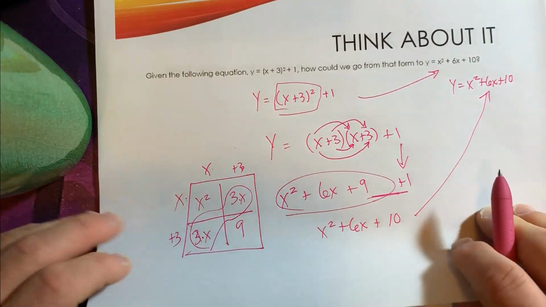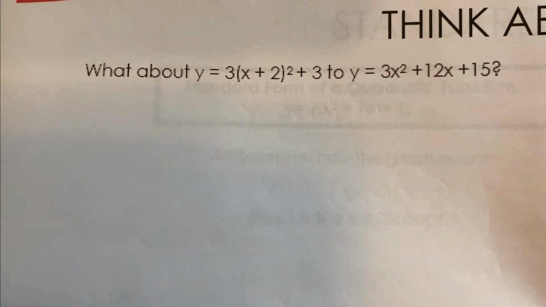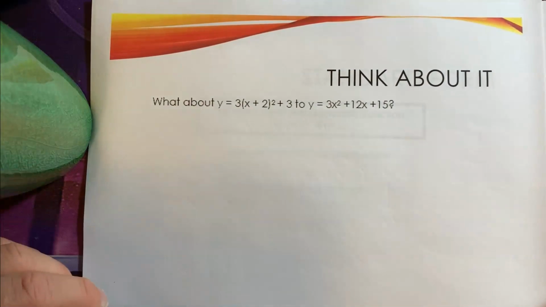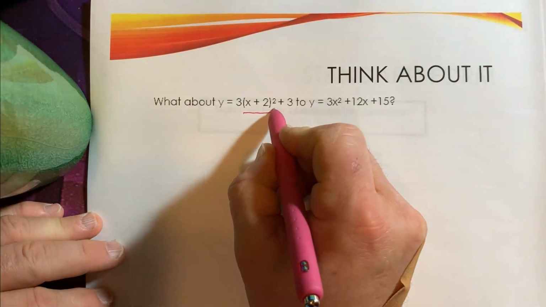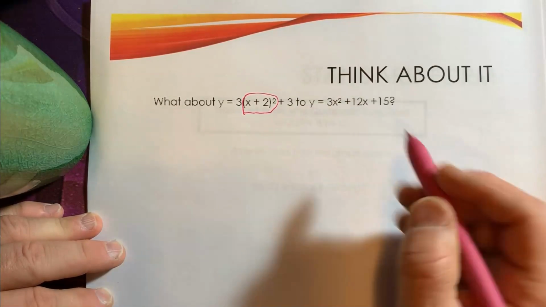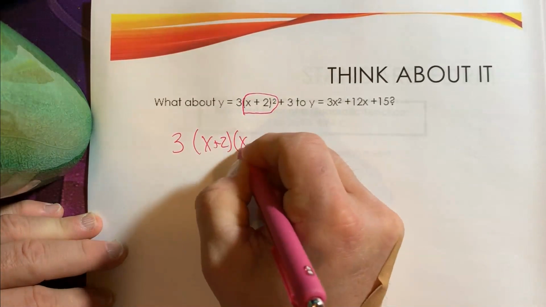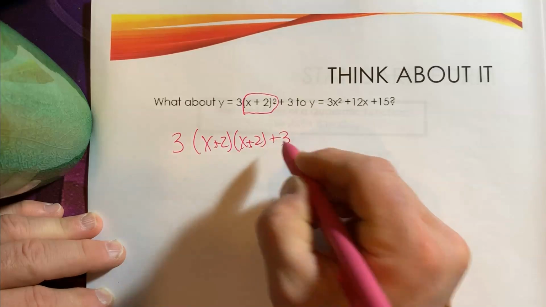Going to be putting that on the blog for you so you can look at it. The next problem we have is, what about y equals 3 times (x plus 2) squared plus 3? And then we're going to get 3x squared plus 12x plus 15. So what we're doing is turning a vertex form equation into a standard form equation. And the secret is doing this part first. Then we'll multiply by 3, then we'll add 3. So this can be rewritten as 3 times (x plus 2) times (x plus 2), because anything squared is just itself times itself, plus 3.